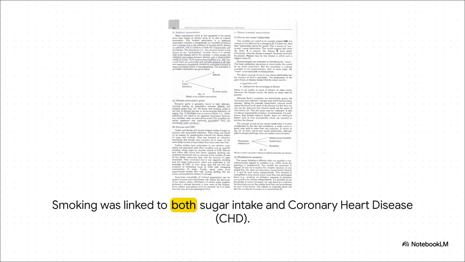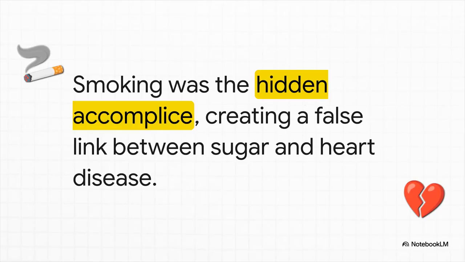Researchers eventually found the hidden accomplice. It was cigarette smoking. See, it turned out that back then, people who smoked a lot also happened to drink more coffee loaded with sugar. And we know for sure that smoking is a huge cause of coronary heart disease. There's the connection. Smoking was the confounder. It was linked to both the high sugar intake and the heart disease. So once the researchers factored in the effects of smoking, that scary direct link between sugar and heart attacks just kind of vanished. They had found their hidden accomplice.